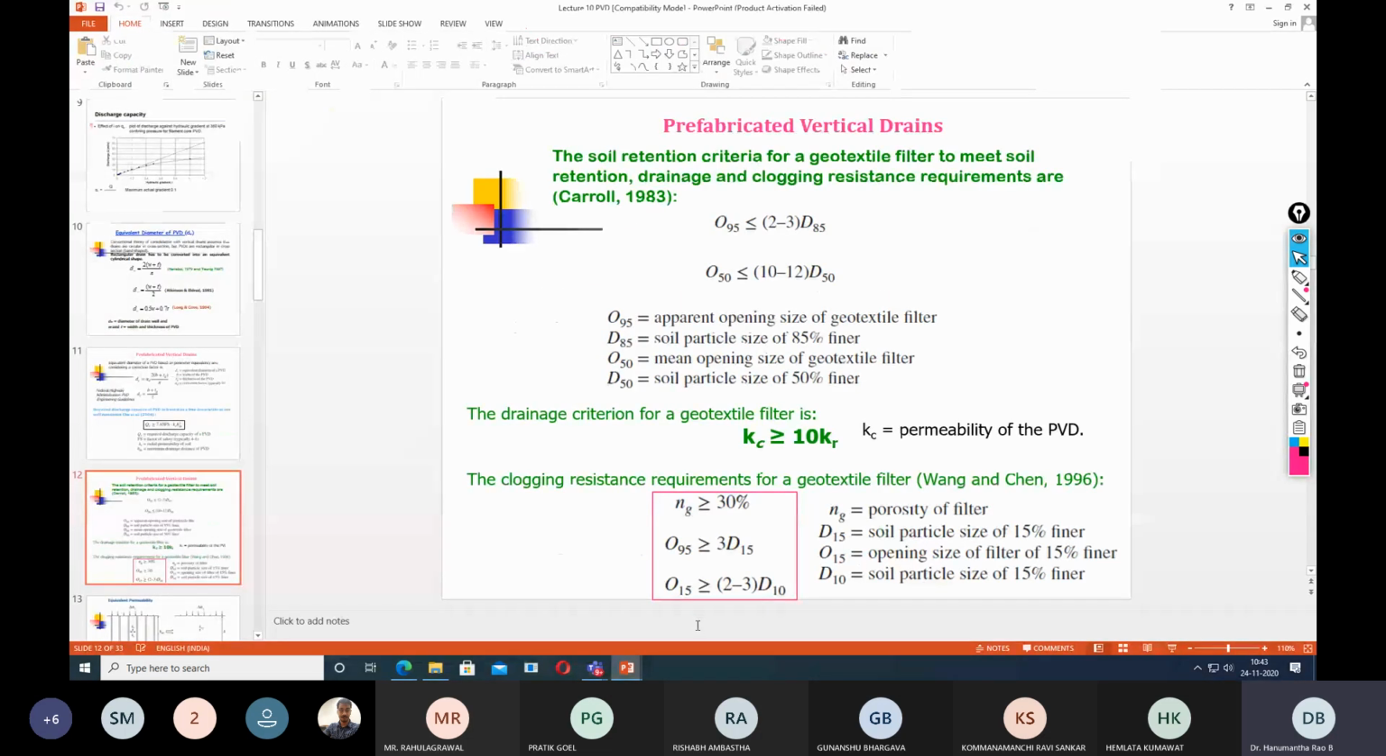And another important one, O15 should be greater than or equal to 2 to 3 times the average particle diameter, that is D10.